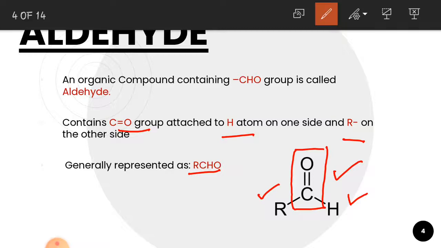Now for an organic compound to be an aldehyde, it is necessary that this carbonyl group must contain at least one hydrogen atom attached to it. This C double bond O H is the functional group for all the aldehydes.